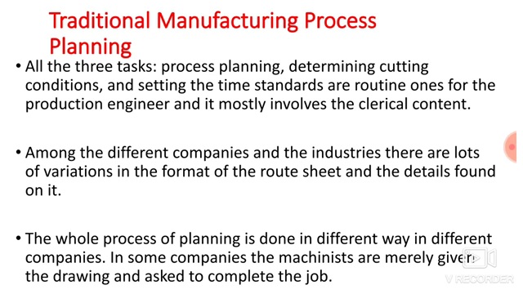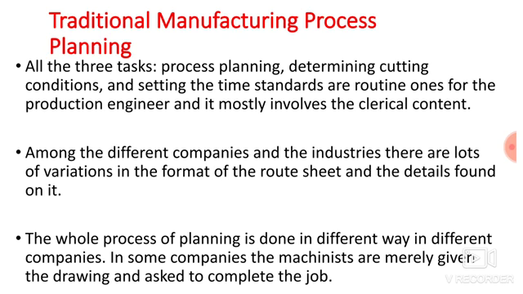Among the different companies and industries, there are a lot of variations in the format of the route sheets and the detail found on it. So as the company changes, you may find different process sheets. There may be different columns over that process sheet. So it is not a fixed kind of activity because it is a manual activity. It depends on the type of product, or the type of industry, or the type of supervisor. He will decide what are the different columns that are required over the process sheet. So it is not a fixed activity when it is done manually.